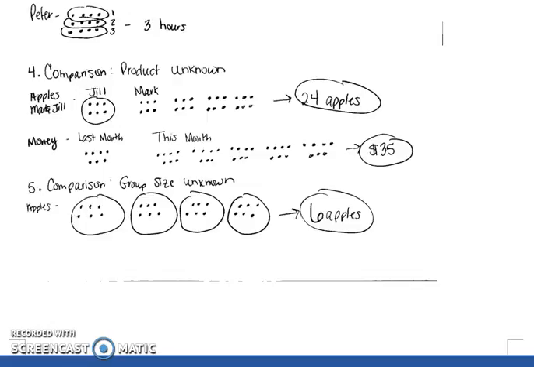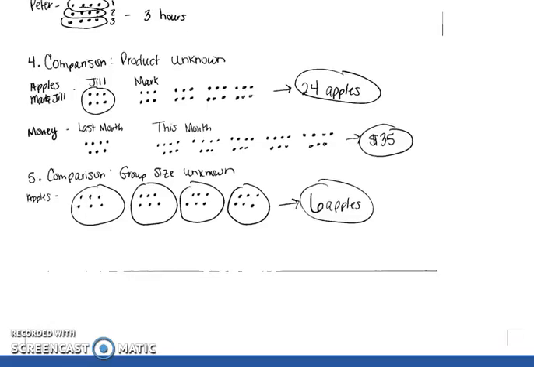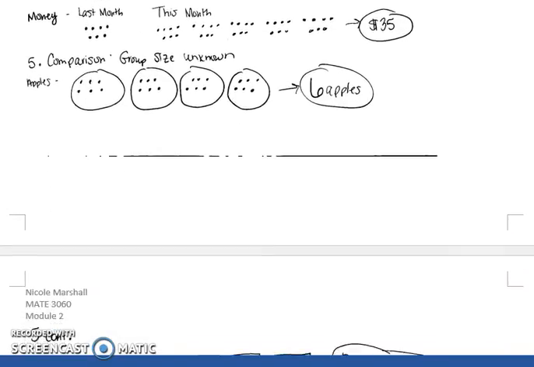The comparison group size unknown, Mark picked 24 apples. He picked 4 times as many apples as Jill. How many apples did Jill pick? So what I did was I drew out 24 apples, and then I circled them into equal groups. So that meant that Jill picked 6 apples if Mark picked 4 times as many as she did, and he had 24.